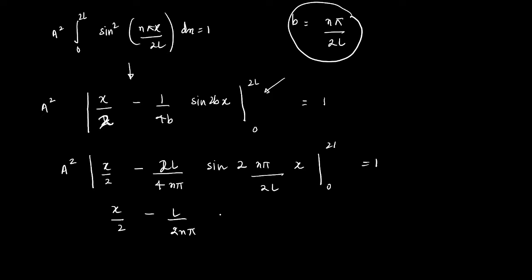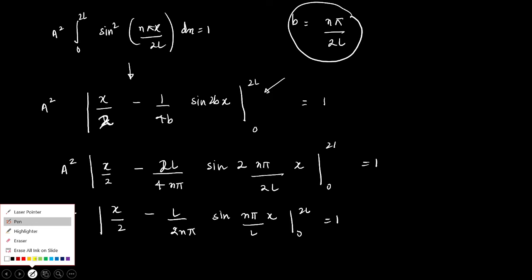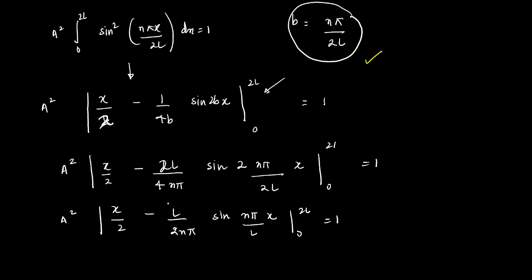Right, I'm just simplifying the equation so that it becomes easy for us to find the correct answer. So 2 and 2 would get cancelled out, L by n pi, sin(n pi x by L), from 0 to 2L, equals 1. So this becomes your equation. Let's solve this equation now. Let's put down the limits: upper limit minus lower limit. So 2L by 2 minus L by n pi sin(n pi by L).